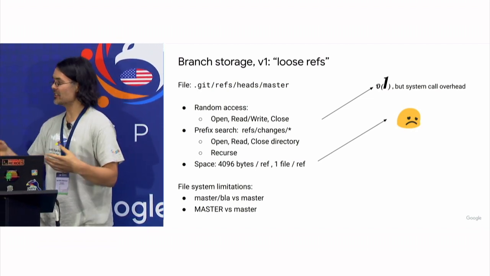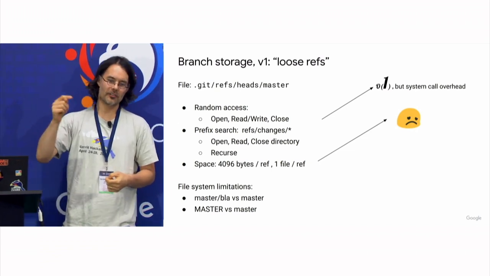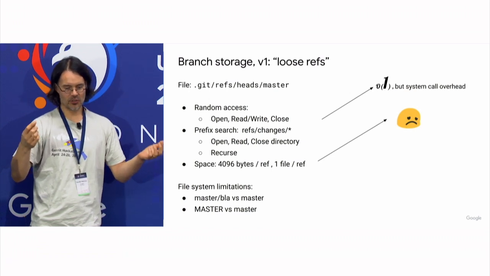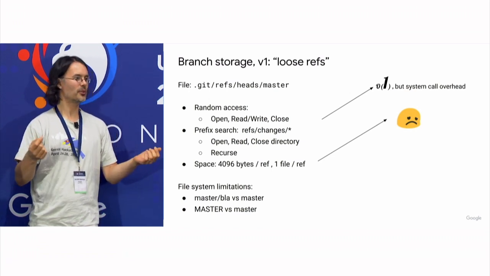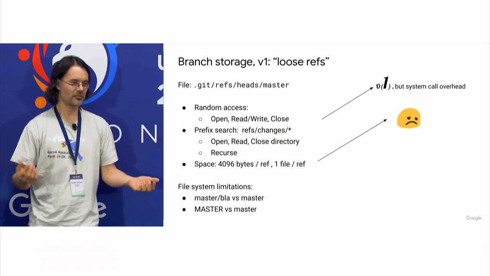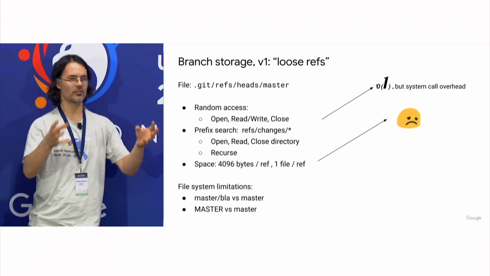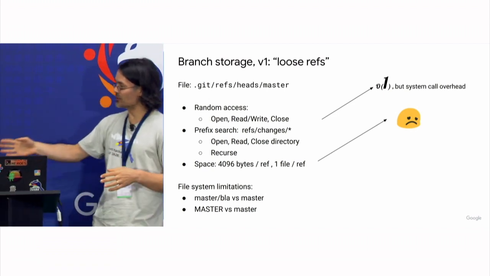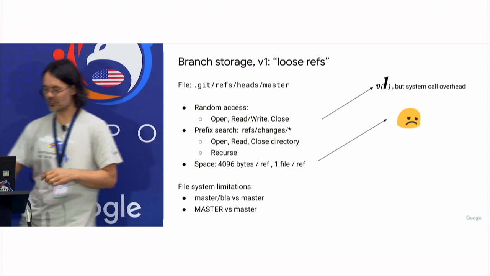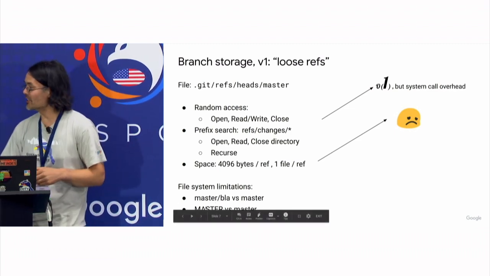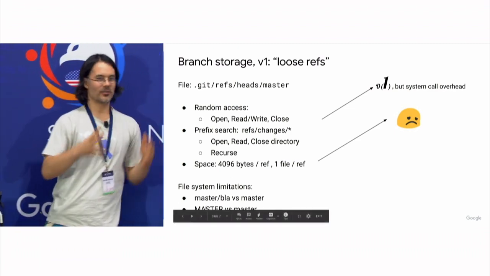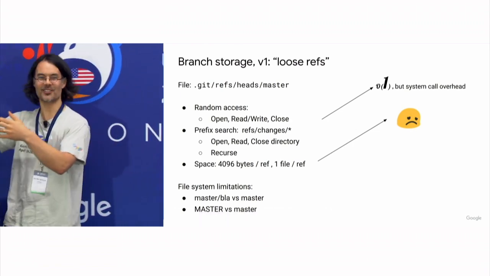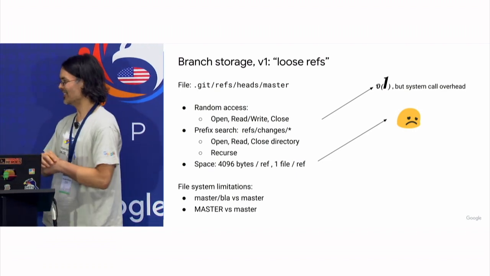And also, you take up one file per reference. So if you have 2 million branches, like in the Chromium repository, you'll take 2 million files. And usually files have fixed overhead. So this is not great. And also, if you're on Windows, you're kind of in a difficult position if someone checks in a branch called master with capital letters, because master in capitals is the same as master in small letters.